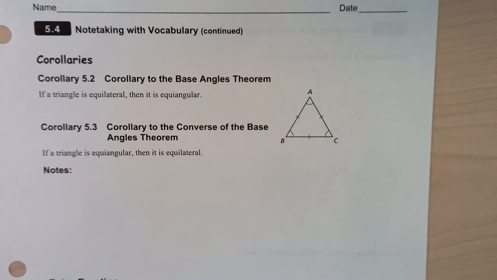So for the second part of 5.4, we're talking about corollaries. Remember, a corollary is a statement that directly follows a theorem or can be proven by using a theorem. So corollary 5.2 is the corollary to the base angles theorem.